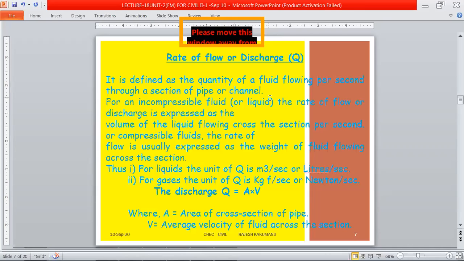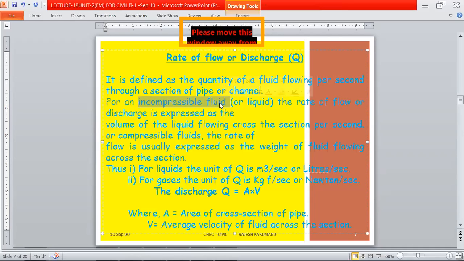For an incompressible fluid, the rate of flow is expressed as the volume of liquid flowing across the section per second. For compressible fluids, the rate of flow is usually expressed as the weight of fluid flowing across the section. Thereby, for liquids, the unit of Q is meter cube per second or liters per second, whereas for gases, the unit is kgf per second or Newton per second.